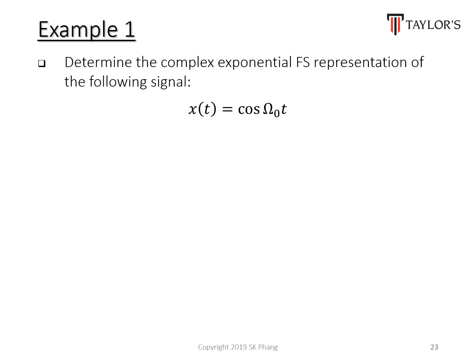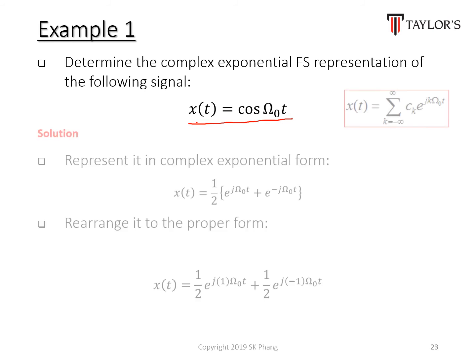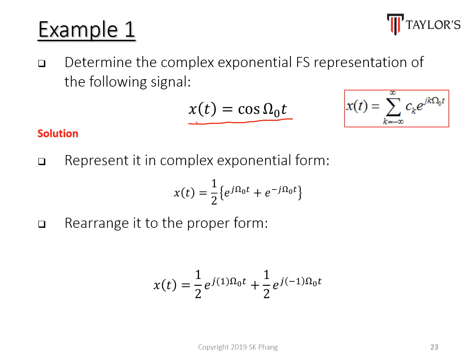Now let us look at example 1. In example 1, you need to represent a very simple signal in Fourier series representation. The signal itself is just x(t) equals cosine of omega t. For this particular signal, you want to represent it in this form, where it is a summation of a constant multiplied by impulses, or e to the power of j omega t with different k.